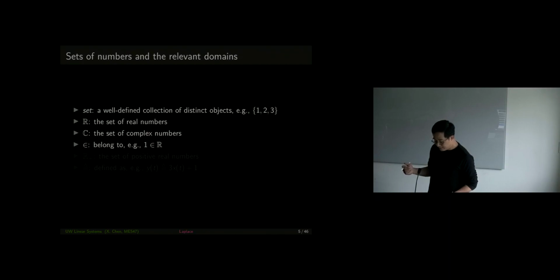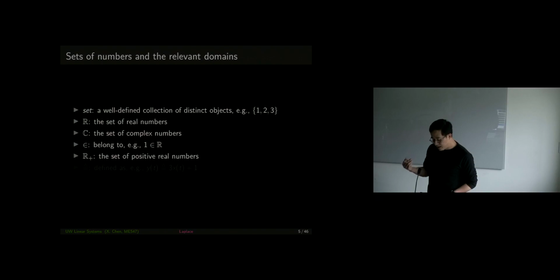We say 1 belongs to R to show that this element is a member of the set. So we use this notation, which reads as "belongs to", to indicate this relationship. 1 is an element of R. 1 is also an element of C, for example.